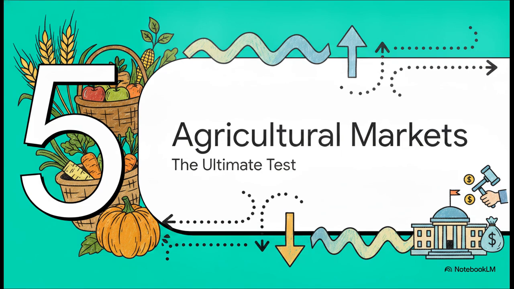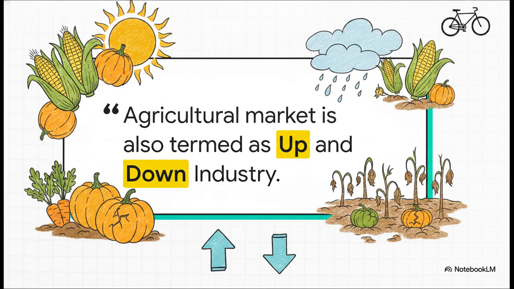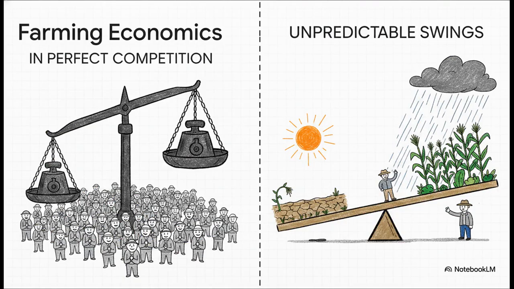All right, part 5. Let's put all this theory to the ultimate test and look at the agricultural roller coaster. There's a reason the legendary economist Paul Samuelson dubbed farming the up and down industry. Unlike manufacturing a bicycle in a perfectly controlled factory, farming is an industry entirely at the mercy of unpredictable, uncontrollable natural fluctuations. Here's the deal with agriculture.